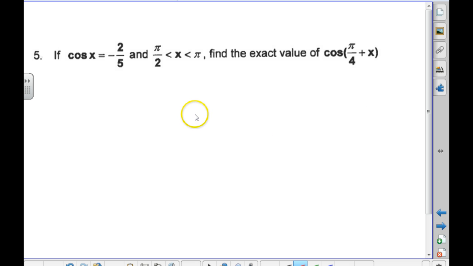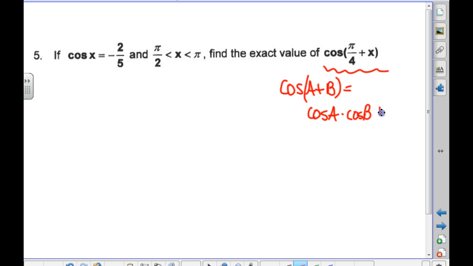Right. Question number 5 is a sum and difference question again. It's the cosine of a plus b. So copying that right off the sheet, it will be cosine of a, cosine of b, minus sine of a, sine of b. All right, our a is pi over 4, and our b is x.